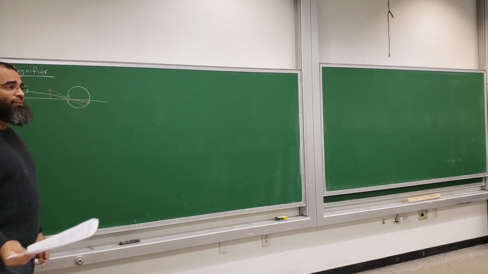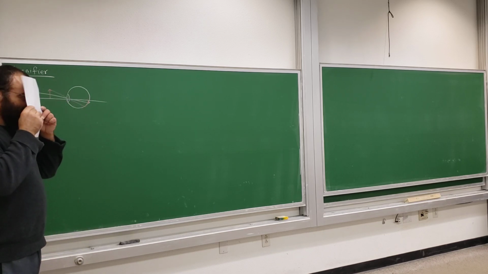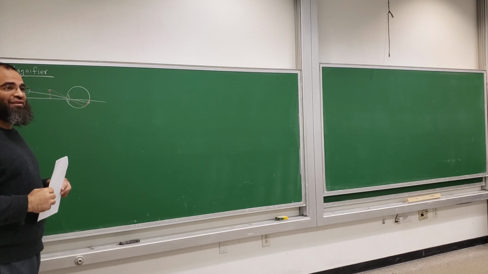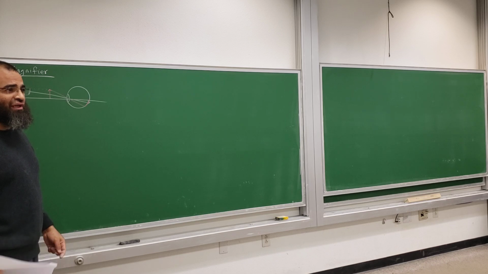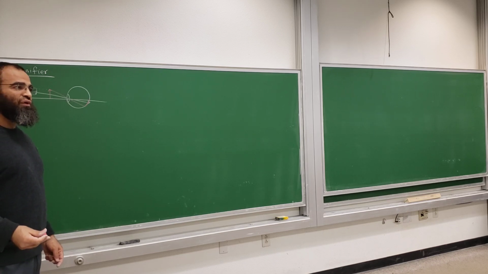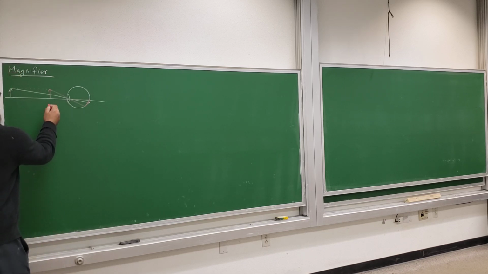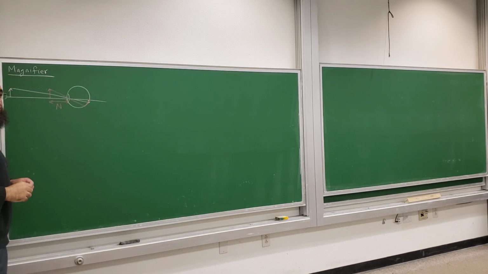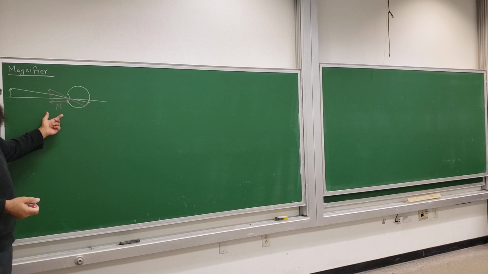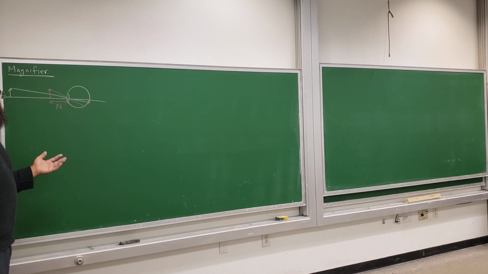Here's the problem though. Can we bring it this close? We can't. There is a limit to how close you can get it, and that's called the near point for the eye. You can only bring it this close, and this close is just called N, the near point for the eye. How much is the near point for the eye? It depends on the person. On average, for a lot of people, in the book they say just 25 centimeters.